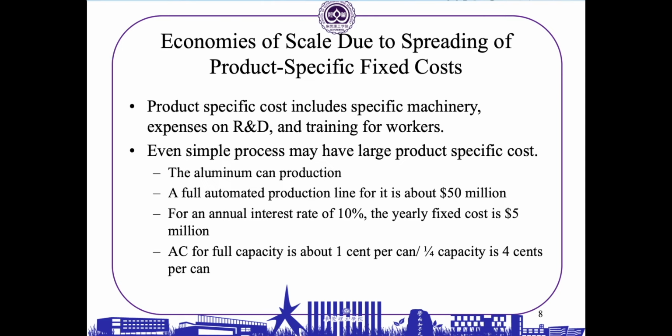If the plant operates at 1/4 capacity, that is, only 25% of the cans are produced, the average cost is then 4 cents per can. The cost difference of 3 cents per can is a huge gap in a competitive business environment.